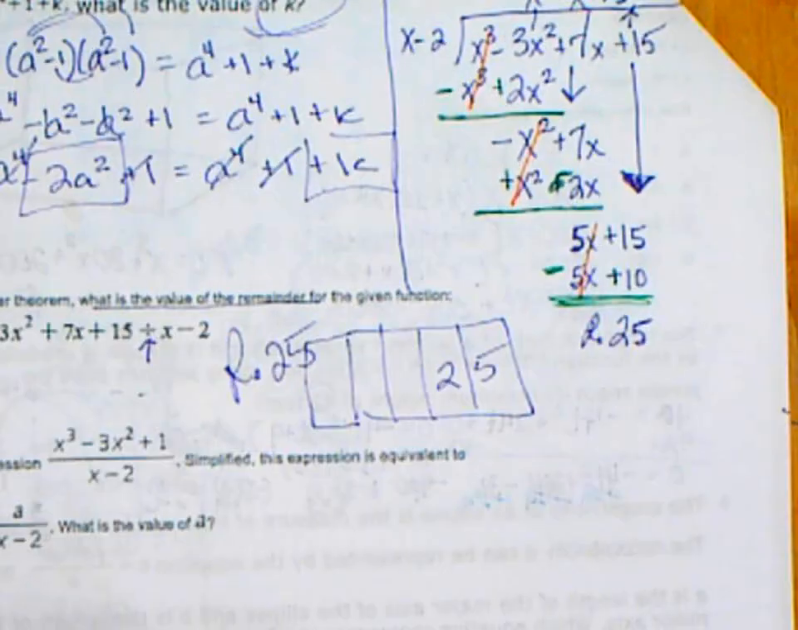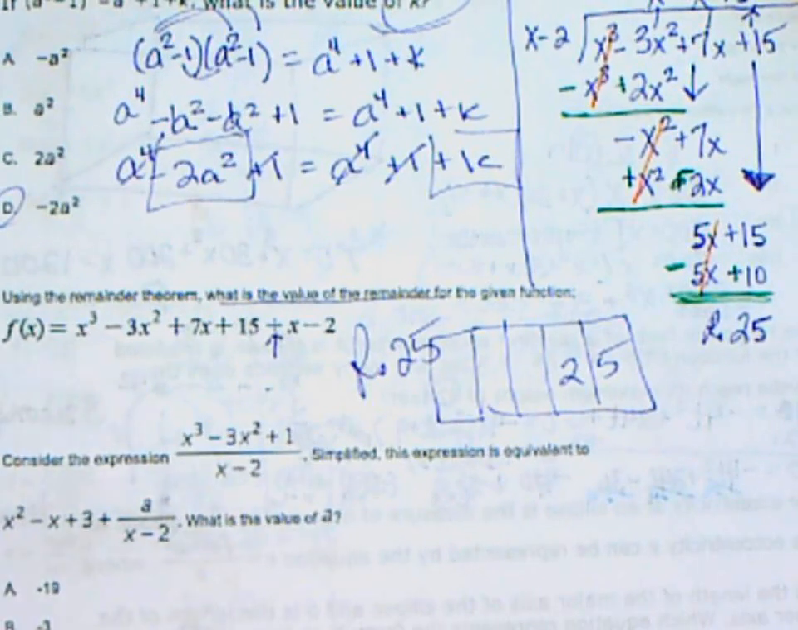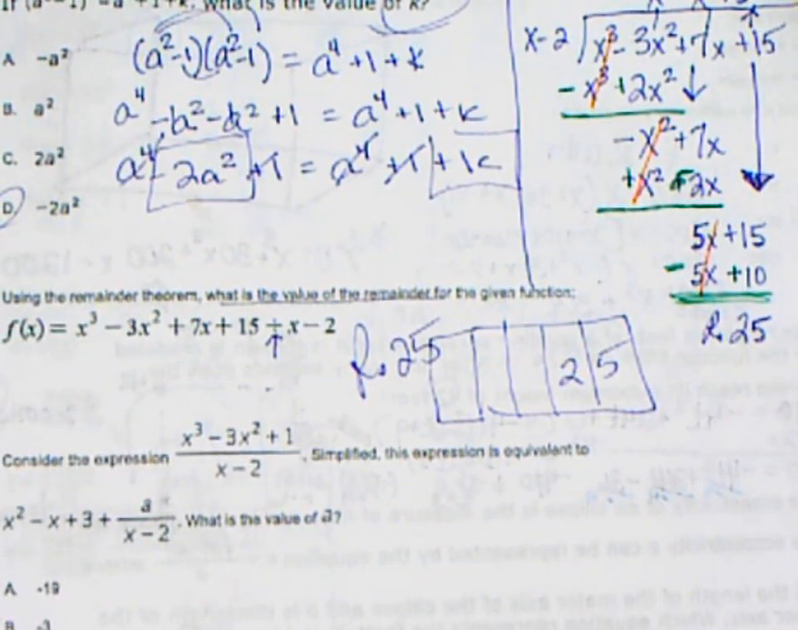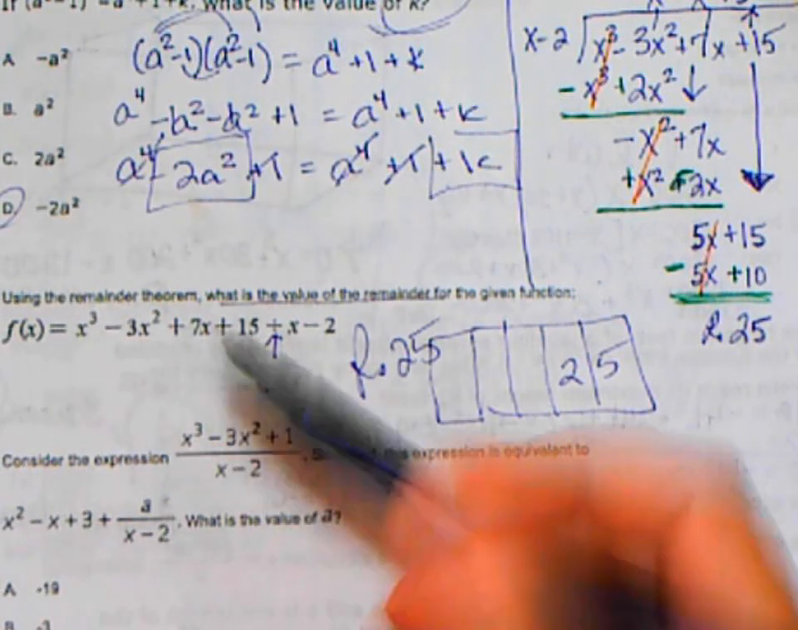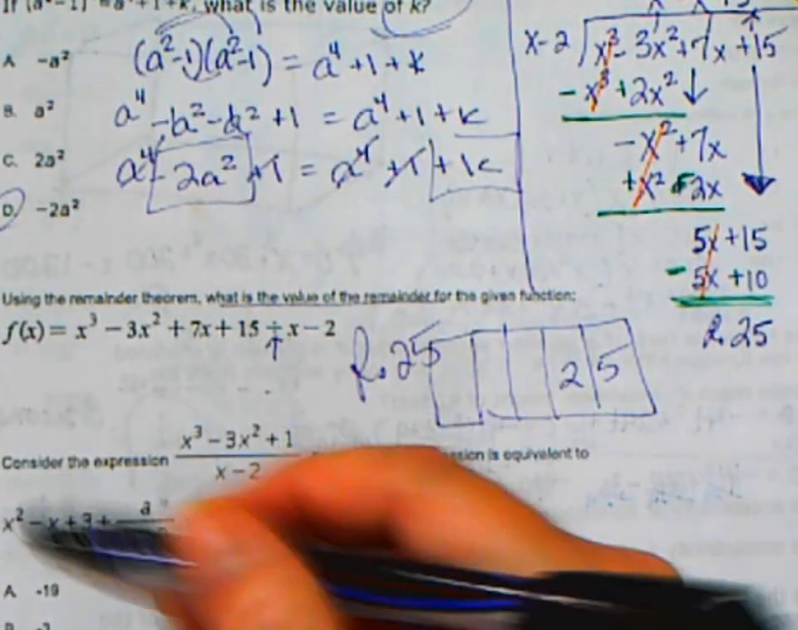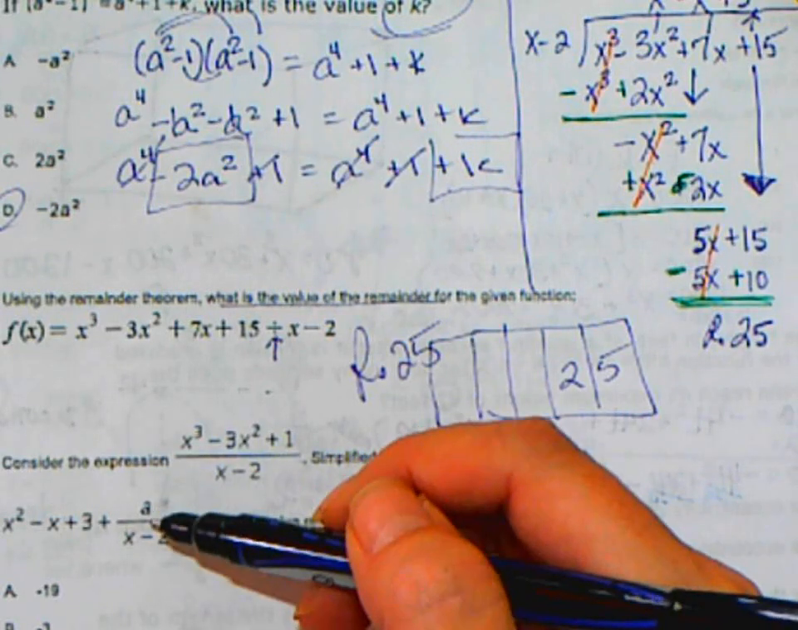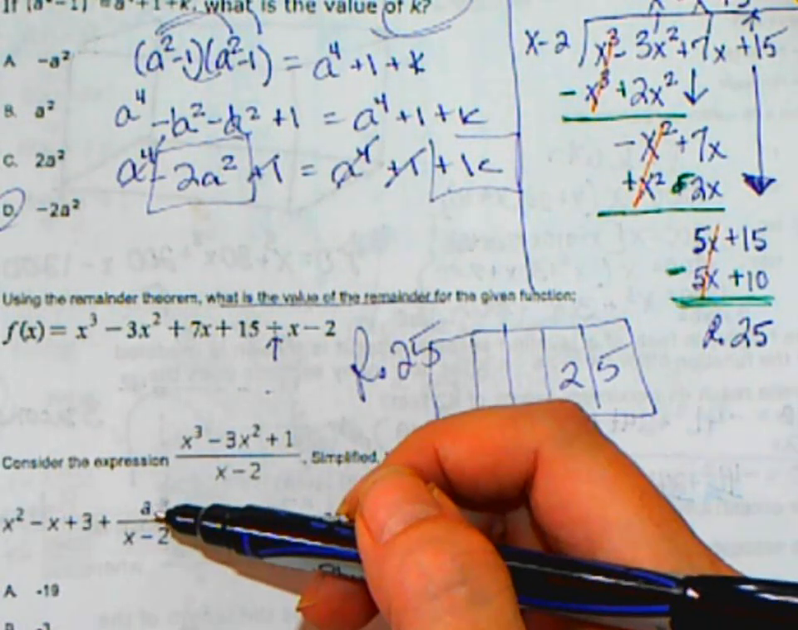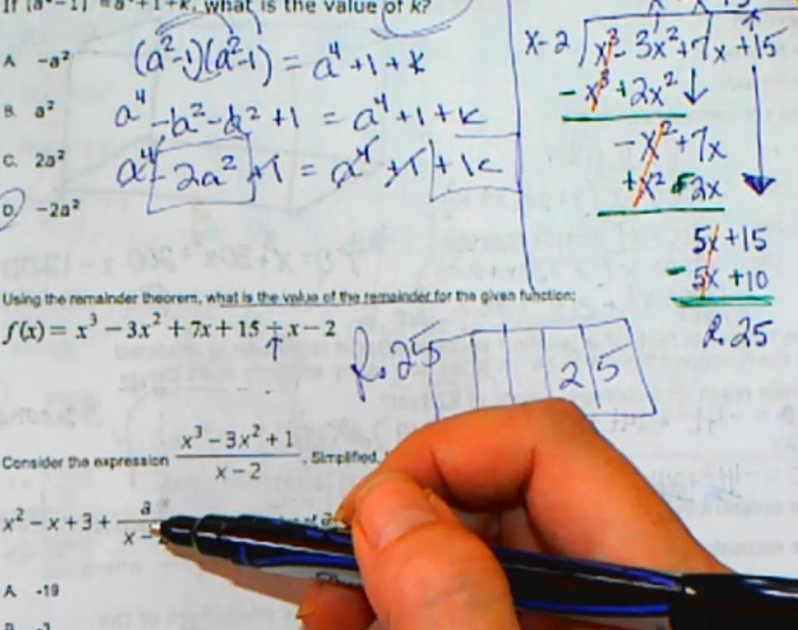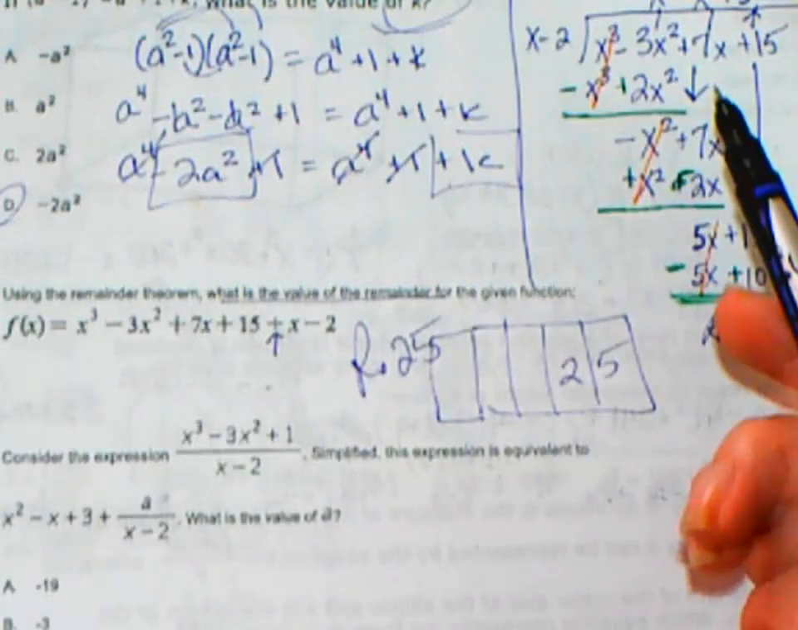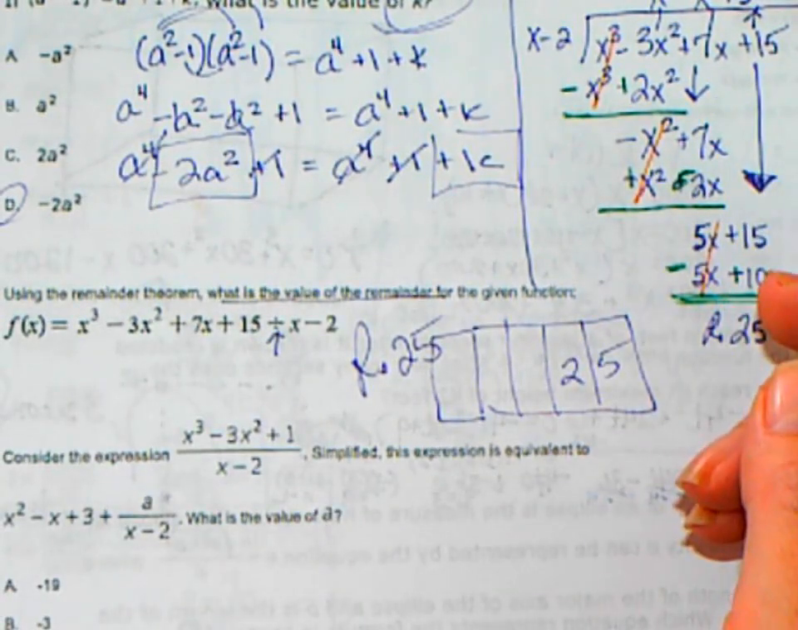Number 11. Consider the expression x cubed minus 3x squared plus 1, quantity divided by x minus 2. Simplified, this expression is equivalent to x squared minus x plus 3 plus a divided by x minus 2. What is the value of a? So they're telling you when you divide this, you're going to get this. So that fraction on the end, the numerator is always the remainder, right? So we're going to have to divide, figure out what the remainder is. Just like we did in number 10, they're just asking it to you in a different way.